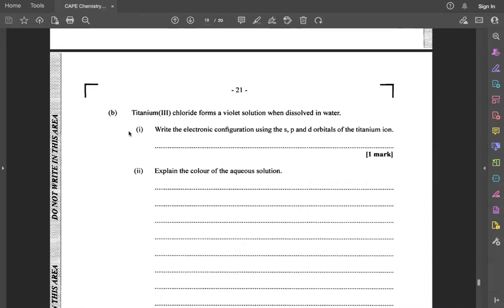Okay, and this question here is asking us about titanium 3 chloride. So that's a chloride of a transition metal ion, right? And that forms a violet solution when it's dissolved in water, right? So they're asking us to write the electronic configuration using the s, p, and d orbitals of the titanium ion. Now, we have to always be sure as to what they're asking us for, right? Is it the configuration of the atom itself, or is it for the ion? And in this case, they're asking us for the ion's electronic configuration, right?